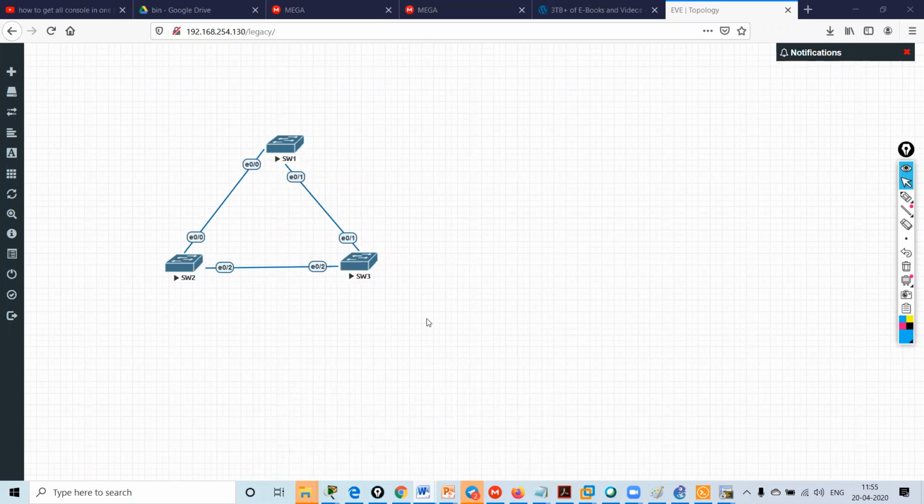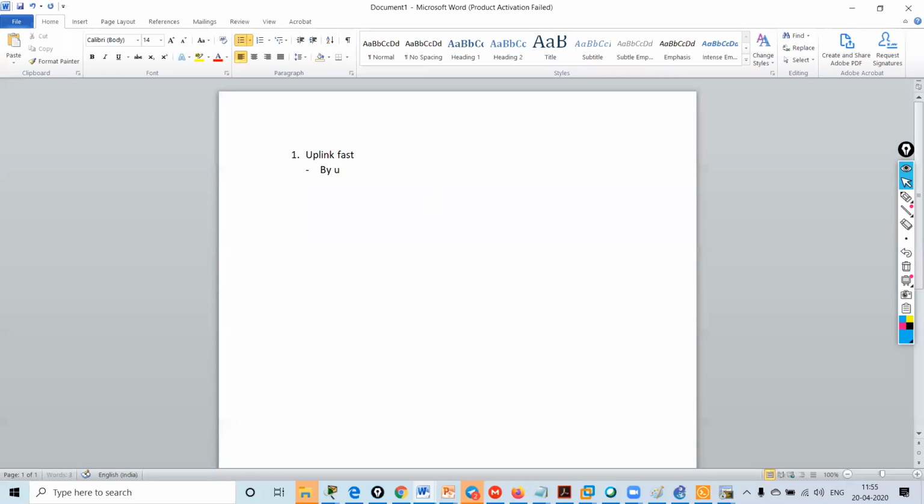So uplink fast is something by using which the alternate link will come up within a second if the direct link fails. Understood?